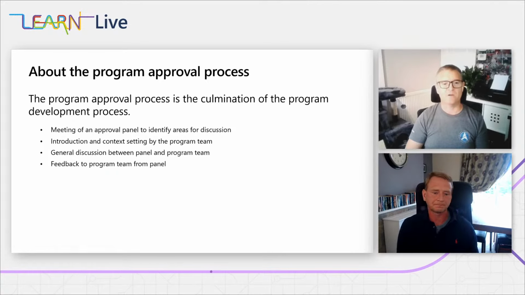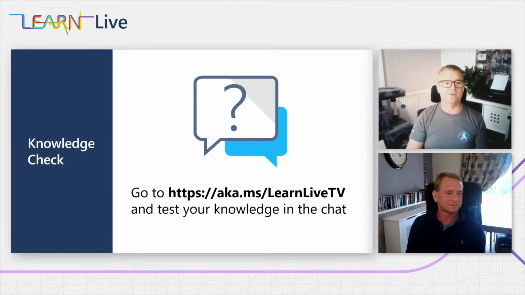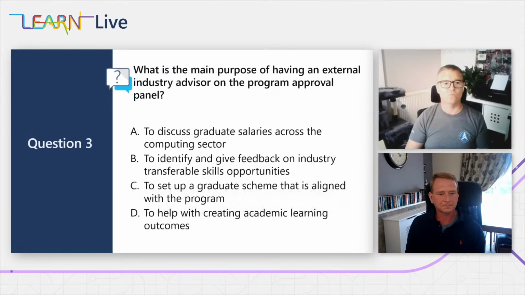Yeah, excellent. So yeah, preparation is key. So let's move on to another knowledge check. So that's the end of that module. So the question is, what is the main purpose of having an external industrial advisor on the program approval panel?